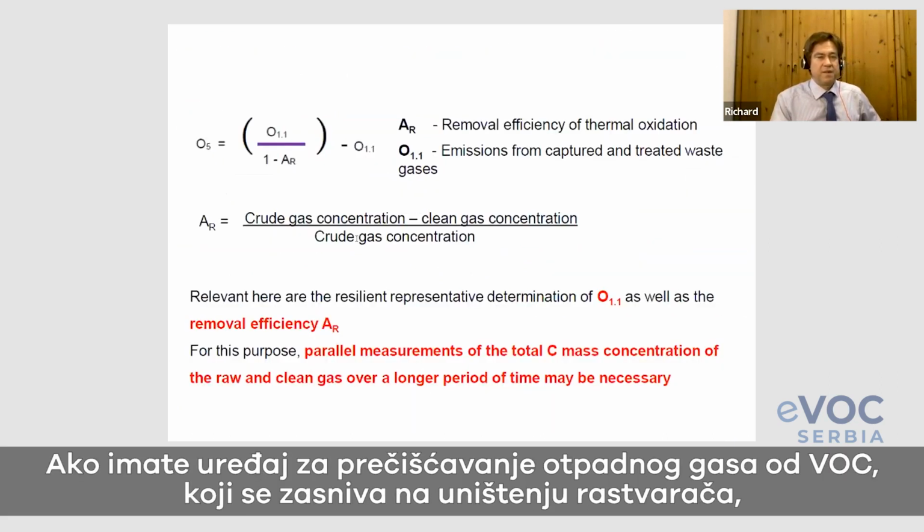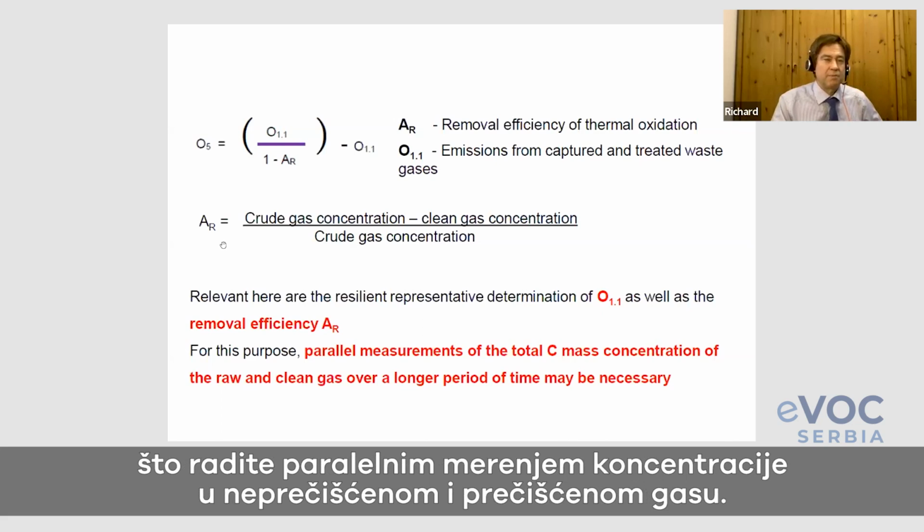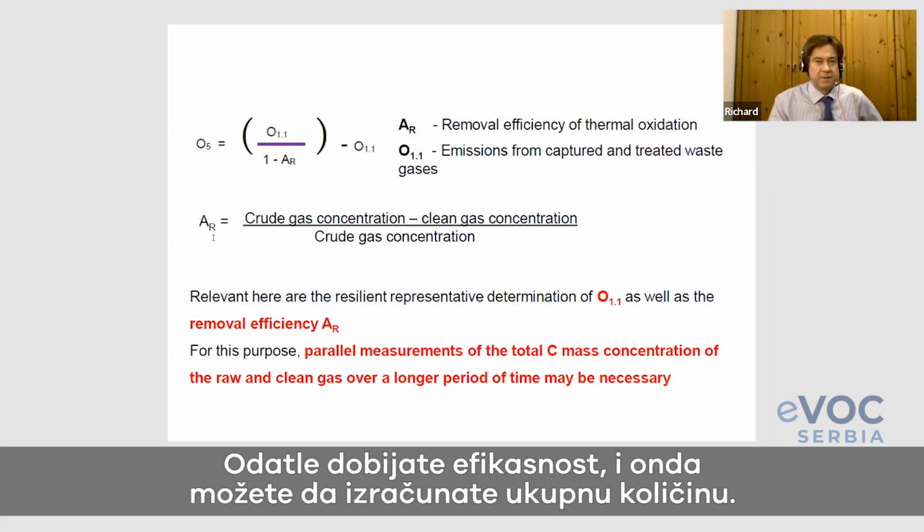Yes, if you have a waste gas abatement based on destruction of the solvents, then you can use this formula. But it's important that you determine the efficiency of, for example, the thermal oxidizer, which you can do by a parallel measurement of the clean gas and the crude gas. Then you can get this efficiency, and you can calculate the total quantity.